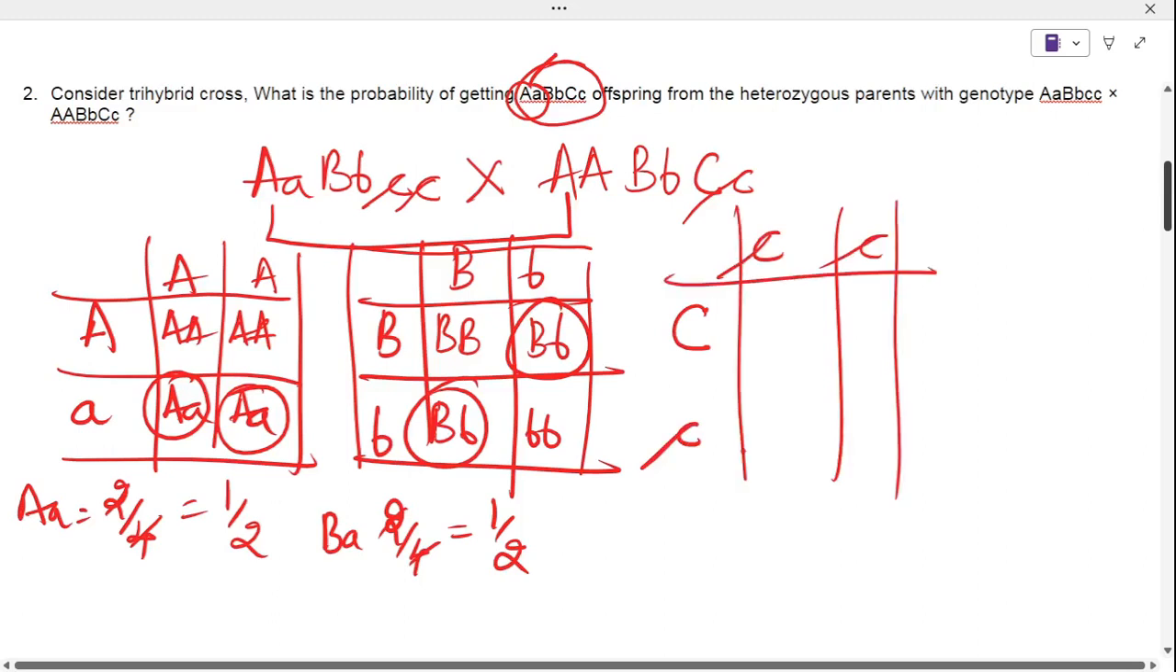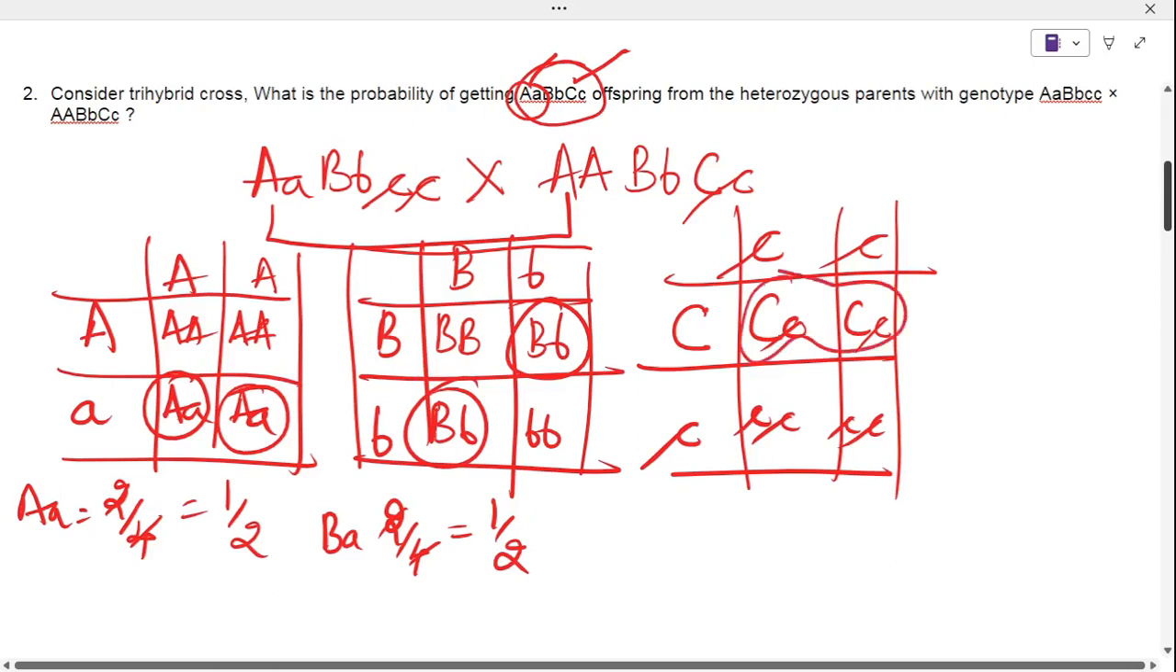So, in that cross, I will do the Punnett square here: capital C, small c, capital C, small c, small c, small c, small c, small c. What is expected here? Capital C, small c. So, here the capital C, small c is also 2 out of 4, that is equal to 1 by 2.